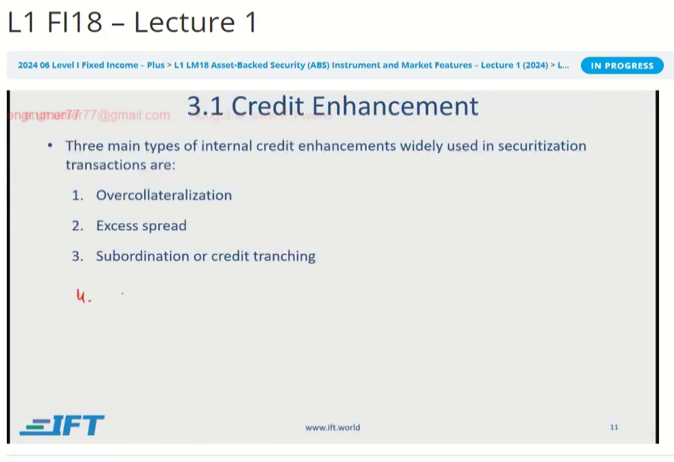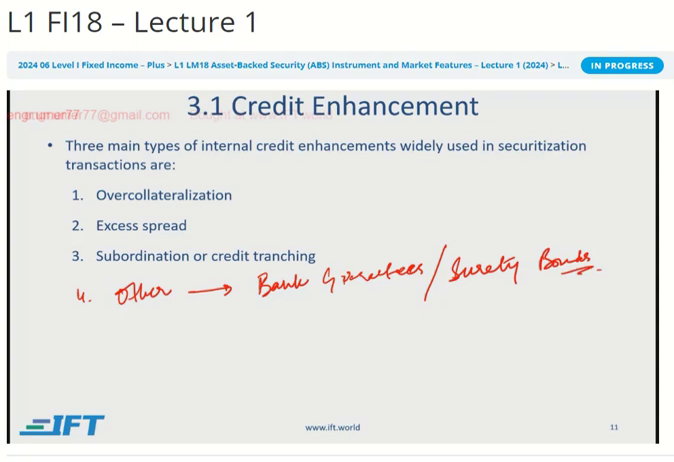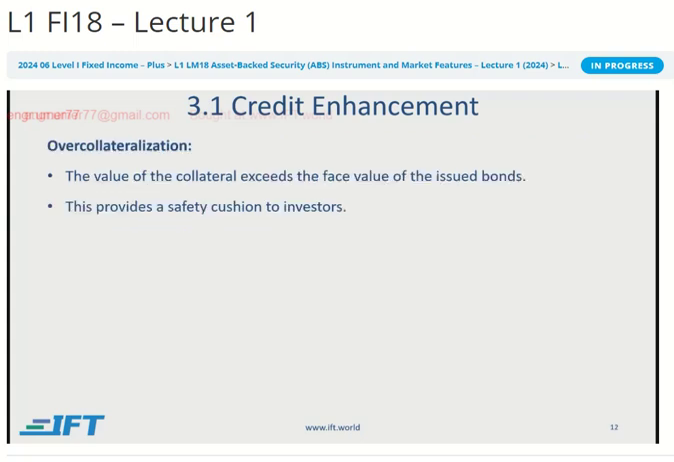The fourth one is the others, which I told you can be a bank guarantee. This is not covered in detail in your curriculum, by the way. Bank guarantees and surety bonds are not there in detail in your CFA curriculum. But this is there in practice, right? So in practice, you can use bank guarantees or surety bonds, or you could just go for over collateralization or excess spread or tranching, credit tranching, which is also called subordination.